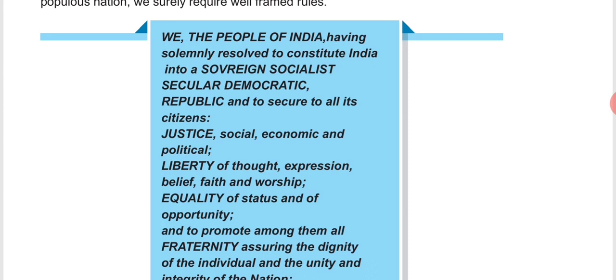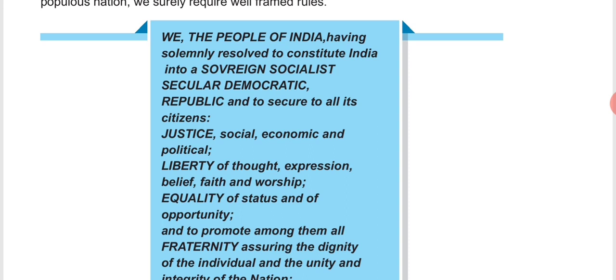Then it is equality of status and of opportunity. That means all the citizens of India should have equality. Whether he is rich or poor, or a VVIP person or any other person, his status in the country is equal, right? We cannot discriminate against that person on the basis of his status, and each and every person of our country should be provided with equal opportunity.